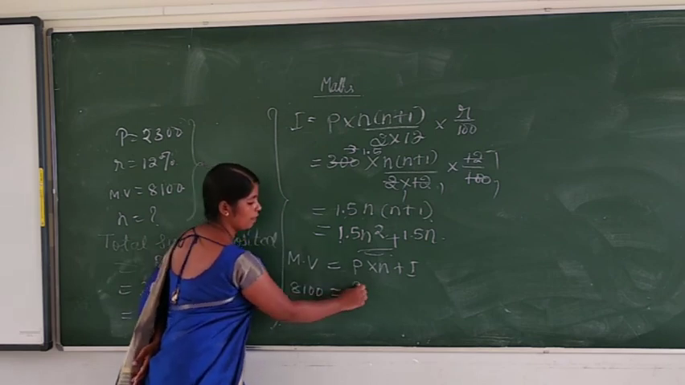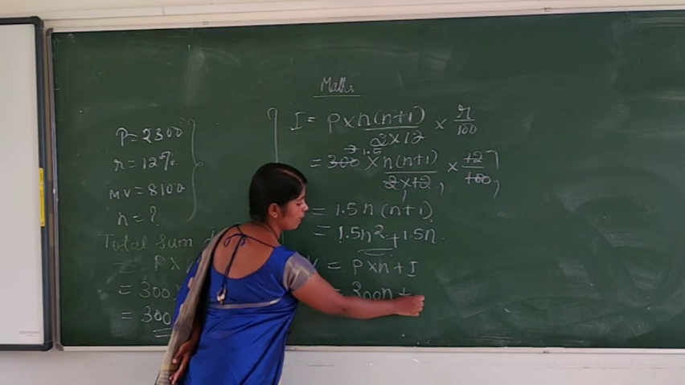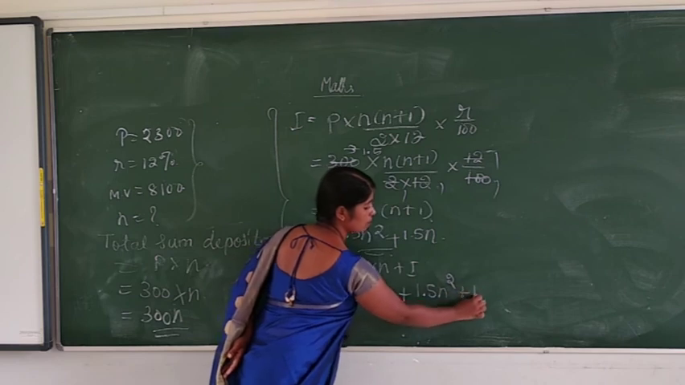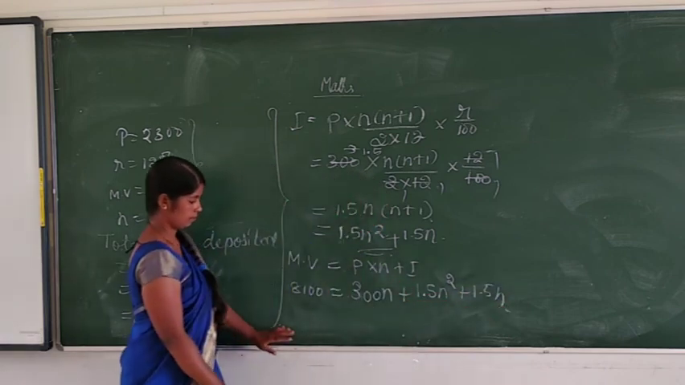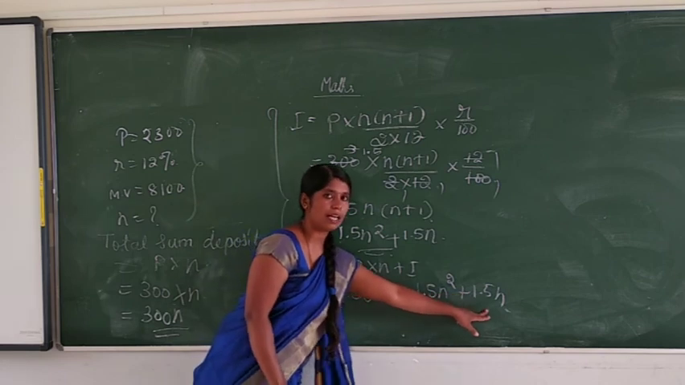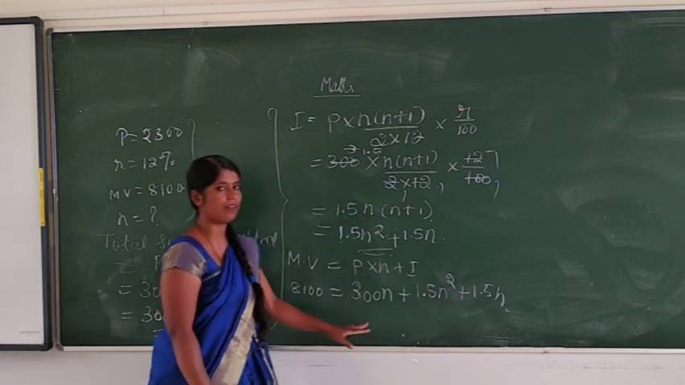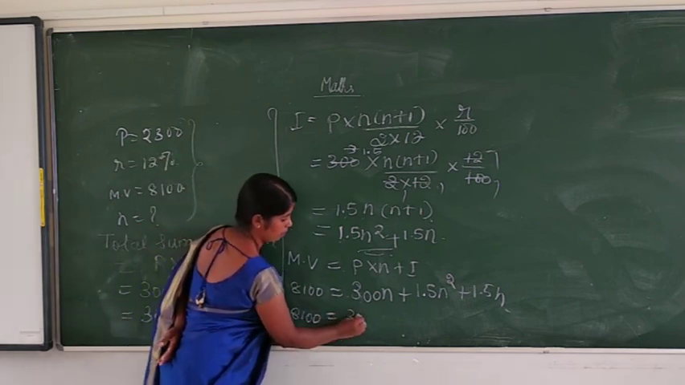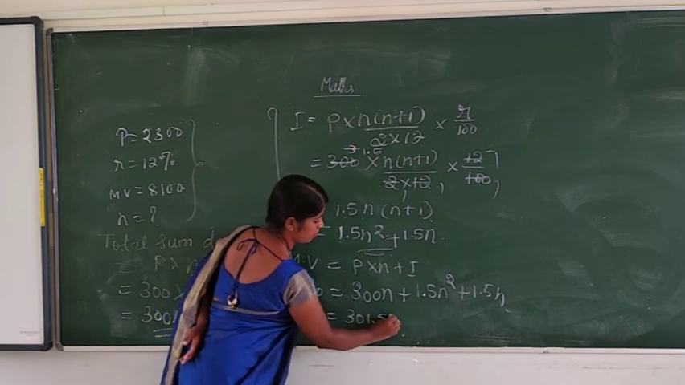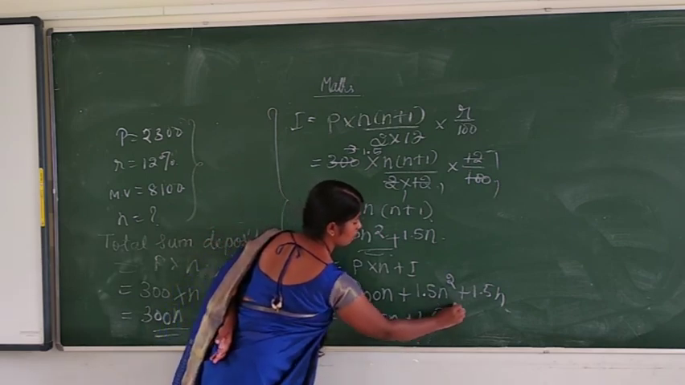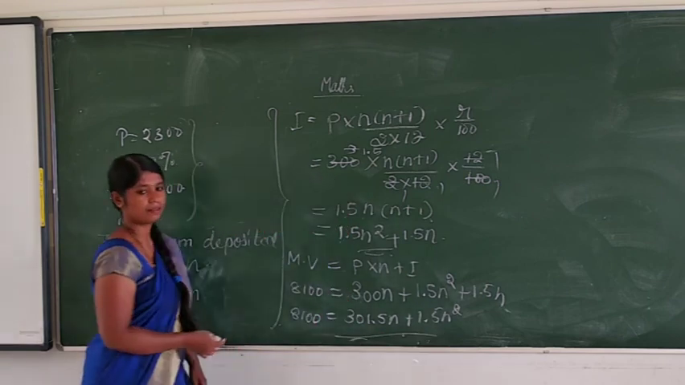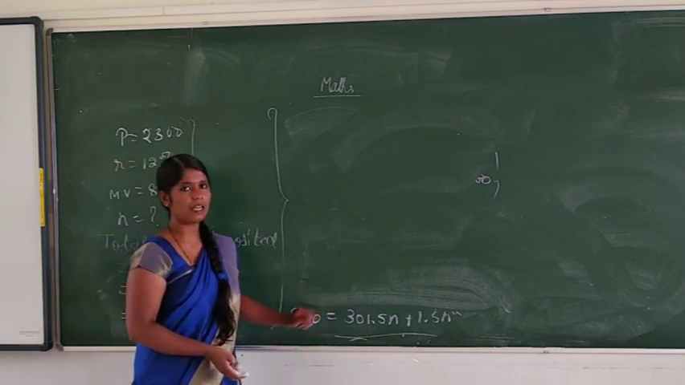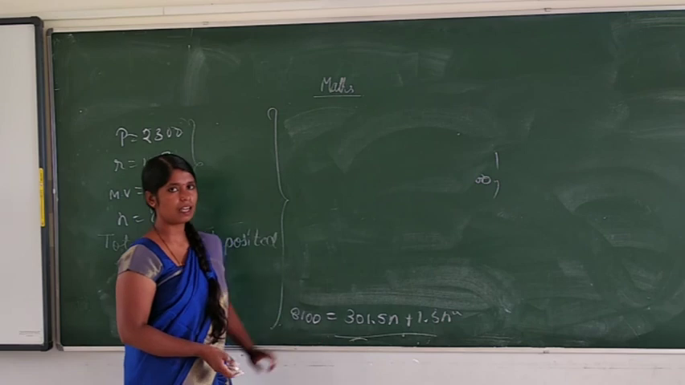So if we include the n value, we have 300 n plus I value, we have here 1.5 n square plus 1.5 n. Then 300 n and 1.5 n are the same variables, you can add those two terms. So we got this one. Write this equation, rearrange it, and find out the value of n by using the factorization method.